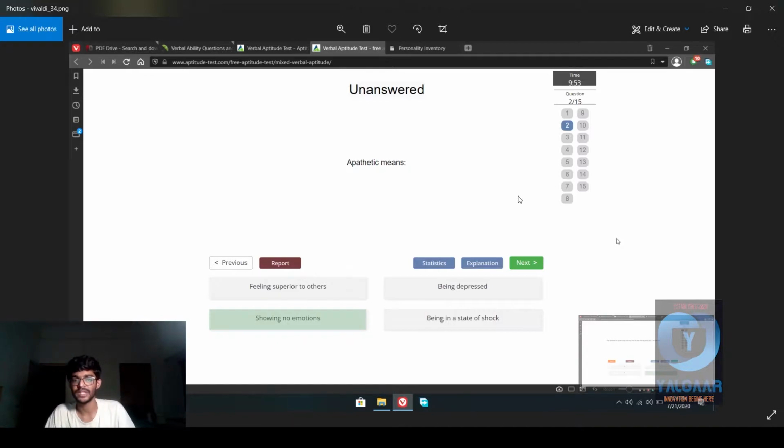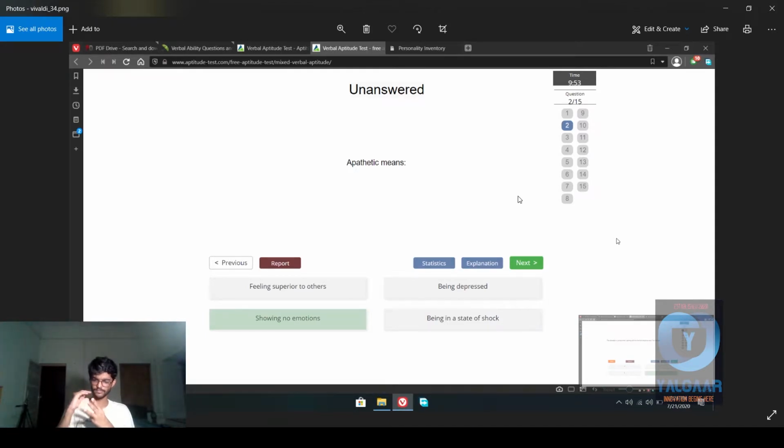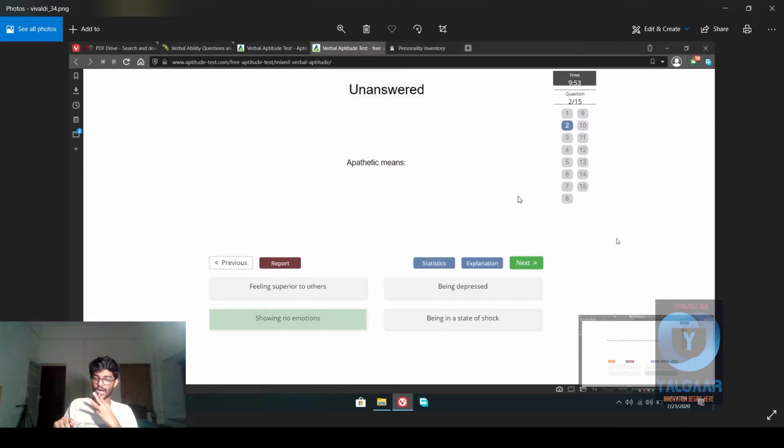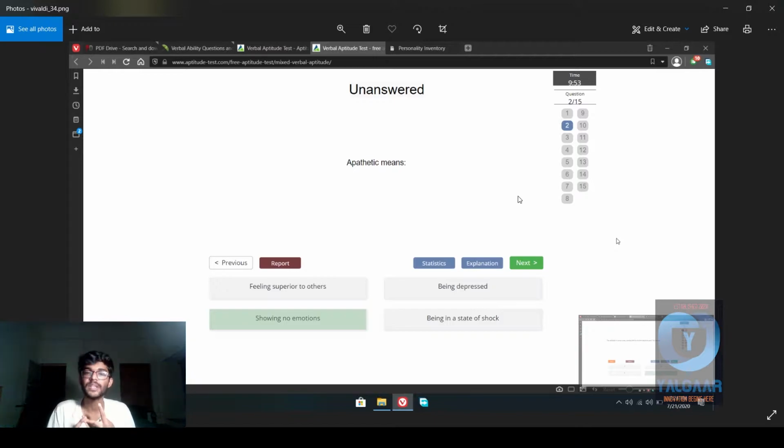Next, apathetic means. Now apathetic usually means devoid of emotion. Apathy is very similar. There are 3 words that usually come up when it comes to emotions. There's sympathy, there's empathy, and then there's apathy. Sympathy means you are sympathetic for that person, you feel that person. Empathy means you don't exactly know the exact feeling, you haven't felt it, but you can understand their emotions. And apathy means you don't really care, basically. So that would be showing no emotions.